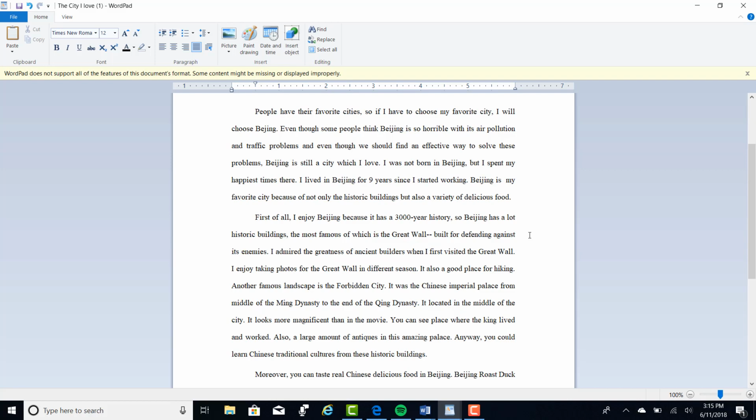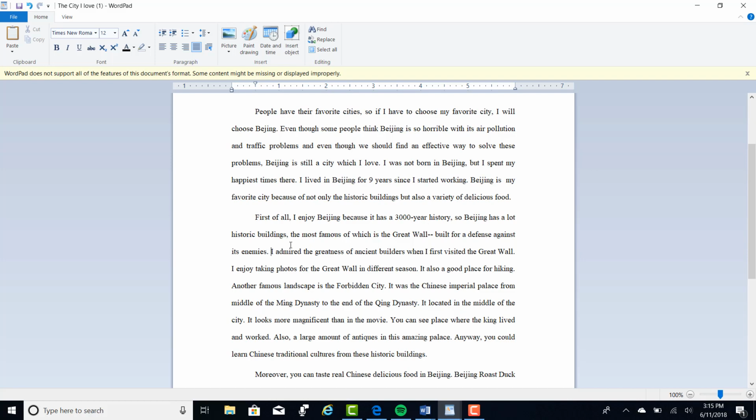So I think we have it. Look at the sentence I did here. I combined them together, and it's a little bit more complicated. First of all, I enjoy Beijing because it has a 3,000-year history. So Beijing has a lot of historic buildings, the most famous of which is the Great Wall, built for defending against its enemies. Built for, usually I'm going to put a noun after this, for a defense against its enemies, or to defend against its enemies. So built for a defense against its enemies.